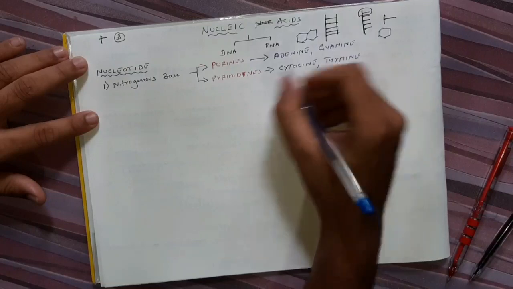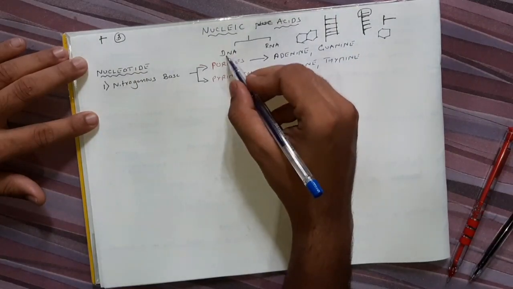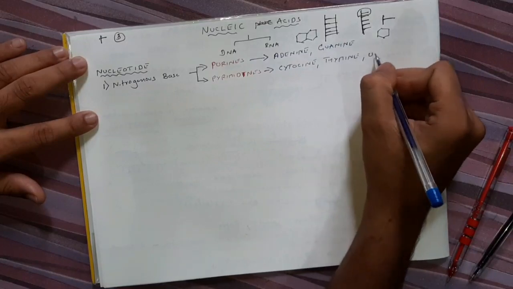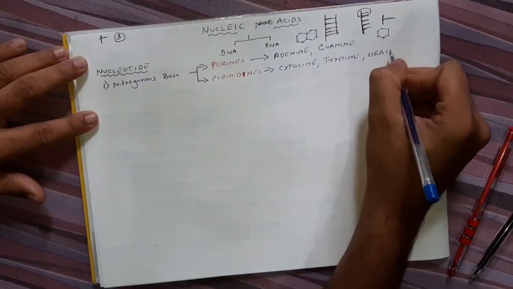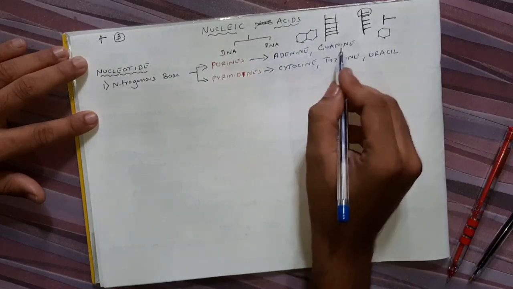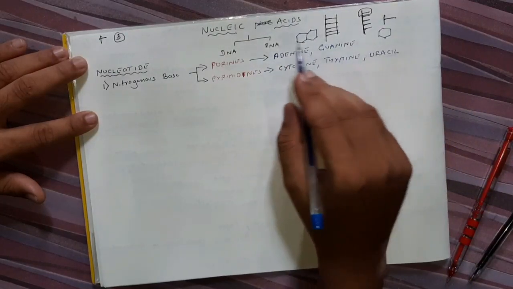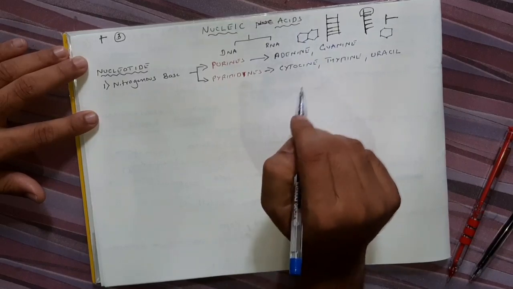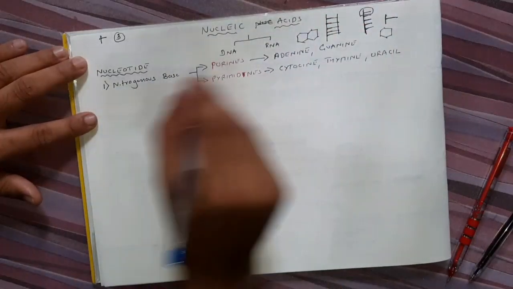Adenine, guanine, cytosine, thymine, that is purines and pyrimidines, are normally seen in DNA. In RNA, instead of thymine, we have one more pyrimidine, that is uracil. So adenine, guanine, cytosine, uracil is seen in RNA. Adenine, guanine, cytosine, thymine is seen in DNA. Simple. So that's it.